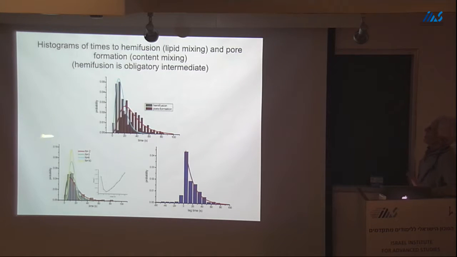And so one can get histograms of times to hemifusion from the pH drop point, times to pore formation, and of course also times from hemifusion to pore formation, something you could not get from an ensemble measurement because one's tracking this for individual particles. So you know for a given fusion time point when that particle underwent hemifusion.